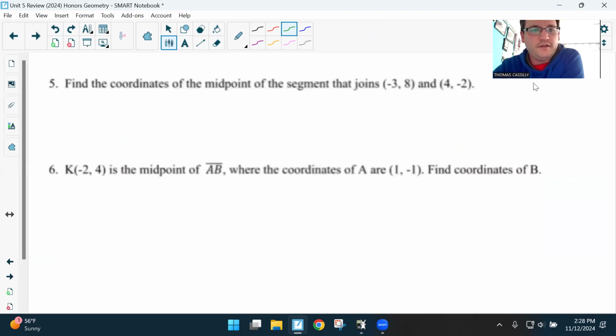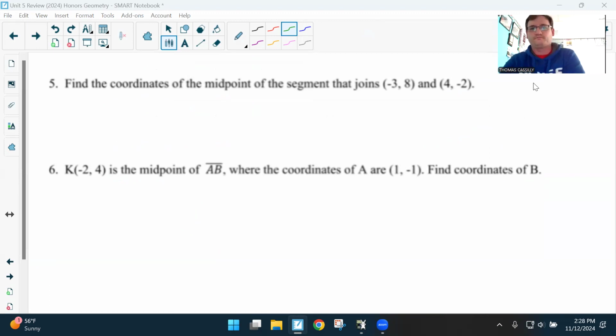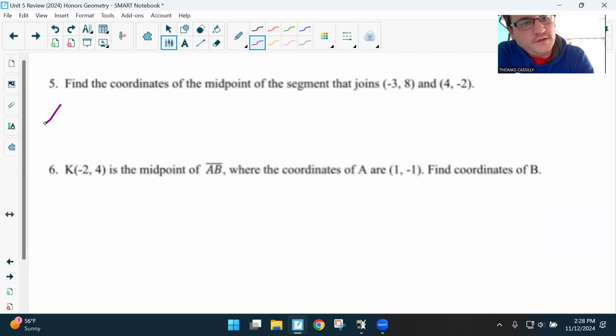Let's see here. Find the coordinates of a midpoint of a line segment that joins... I have 2 endpoints, and I need to find the point that's halfway between them. I know my x midpoint is halfway between the 2 x values, so it's going to be x1 plus x2. Anytime you want to find halfway between 2 numbers, you add them up and you divide by 2. So I'm going to do that.